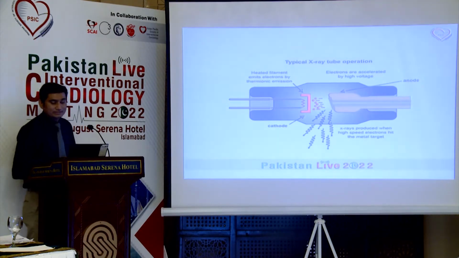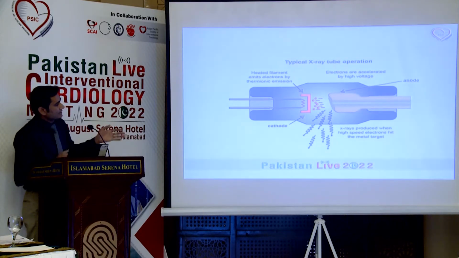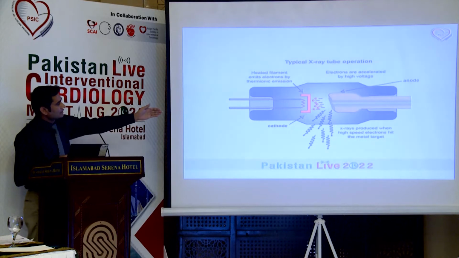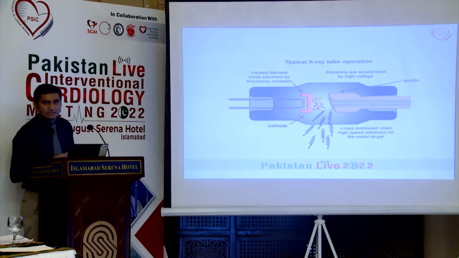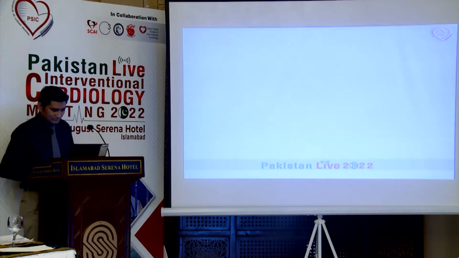So this is basically the operation of the X-ray tube from where the X-rays are emitted. There is a cathode and there is a metal anode. Electrons of high speed bombard on the anode, and X-rays are emitted from that source. They then pass through the human body and are taken up by the image intensifier to create a picture on the display image.